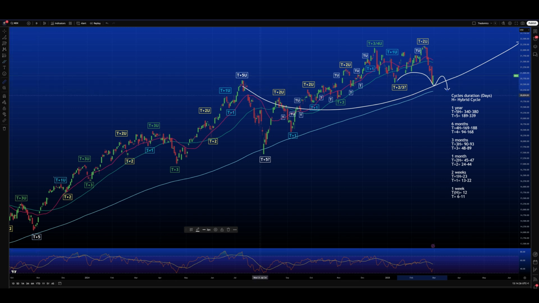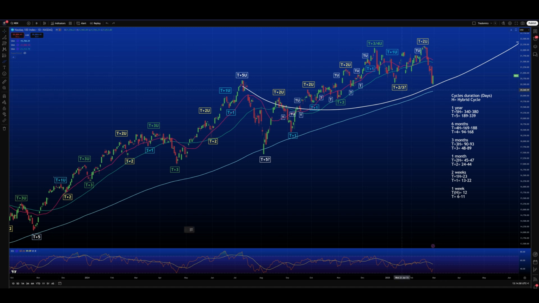And this T+2 cycle has time to make this move until 44 days. So it has time to complete the cycle eventually with that move until the 17th of March 2025. Okay, so this is the first thing that we need to be aware of. And this is the first key message.